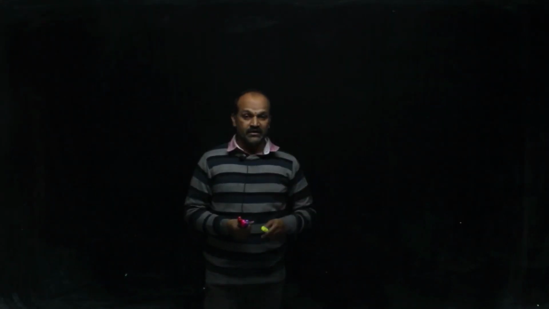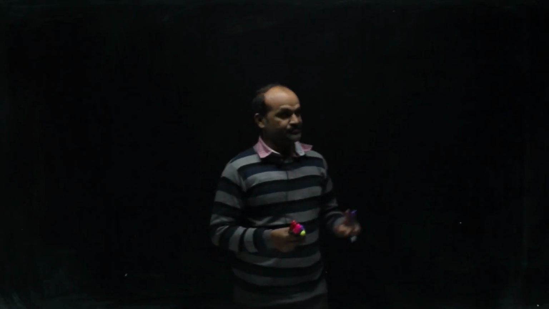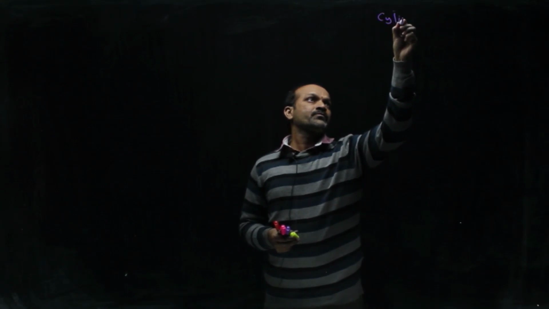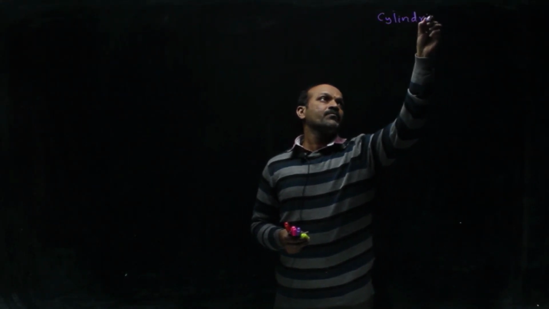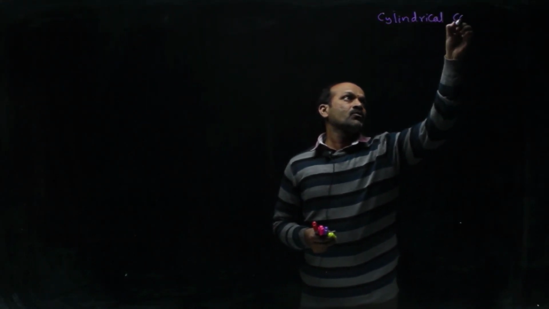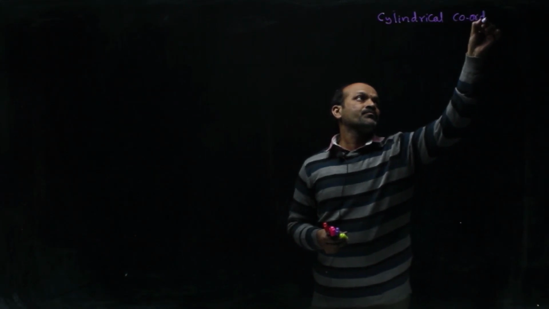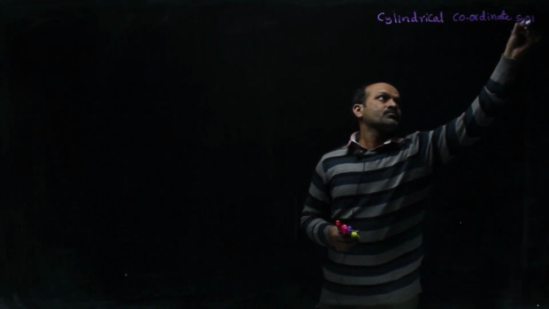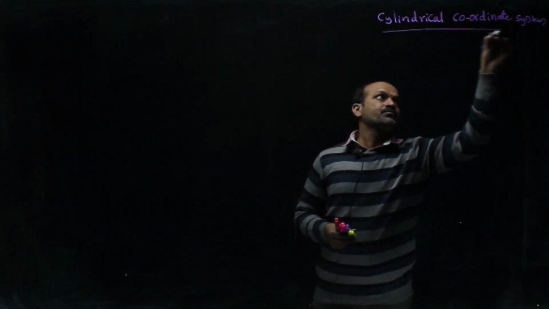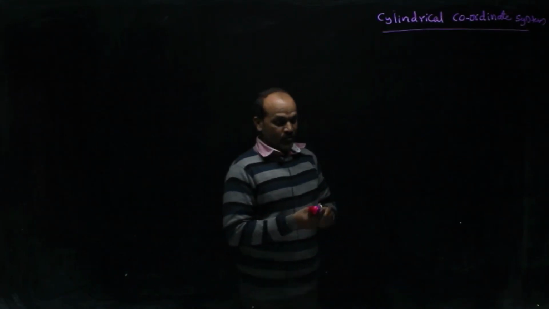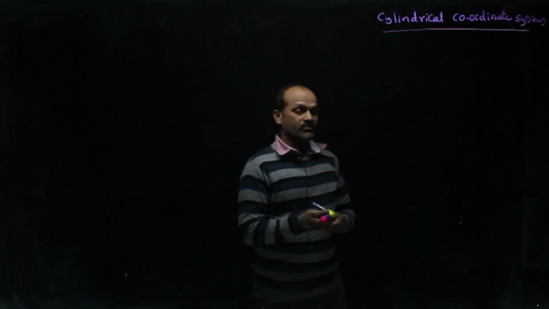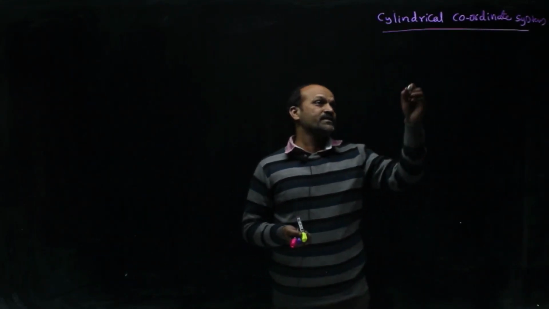Cylindrical coordinate system also we will see now. Now we will see the cylindrical coordinate system. So in cylindrical coordinate system, the graph is interesting. How we take coordinates, these things we will see.